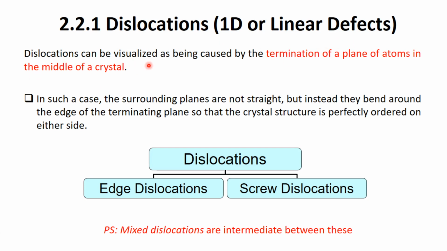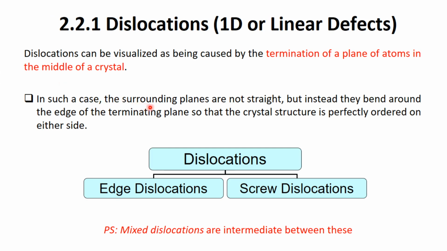Dislocations can be visualized as being caused by the termination of a plane of atoms in the middle of a crystal. So a line or 1D arrangement of atoms is missing in a crystal and is not extended throughout the crystal. Such a defect is called a 1D or linear defect.